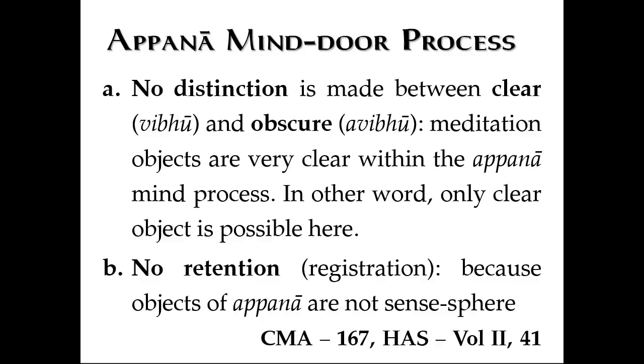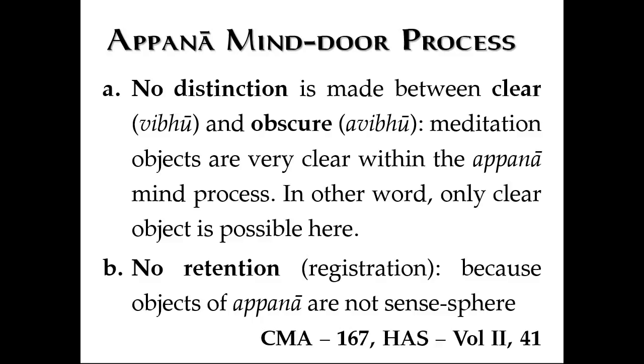As you all know, when we learn about the mind door process, if the object is clear, it is followed by two retention chetas, right? If the object is clear, after javana, two retention chetas. If the object is not clear, there are no two retention chetas. But here, even though the object is very clear, there is no retention, there is no registration, right? The reason is the object that we are using is not a sense-sphere object.